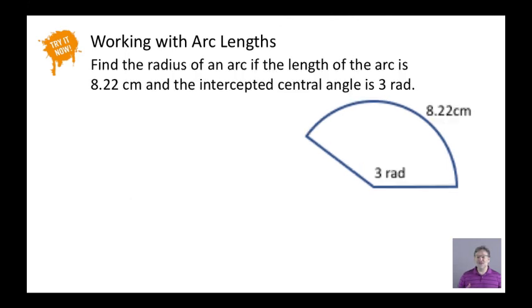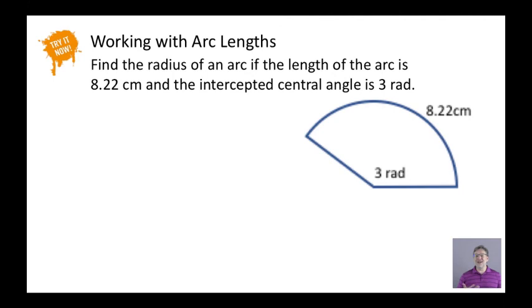So we've used this formula to calculate the arc length given the angle and the radius. This is s equals r theta. We've used that to calculate the arc length if we're given the radius and the angle size. In the last problem, we used the same formula to calculate the angle given the radius and the arc length. Now we can also use the same formula to calculate the radius given the arc length and the angle.